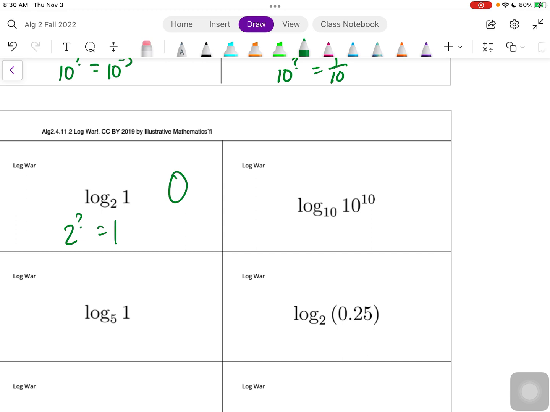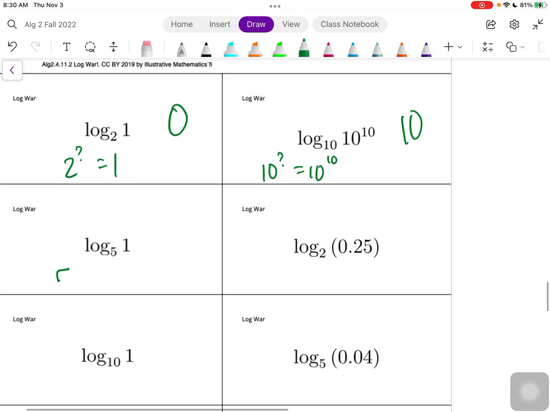And then for the next one, we have 10 to the what is equal to 10 to the 10th. So what is equal to 10? Or question mark is equal to 10. And then we have log base 5 of 1. So 5 to the what is equal to 1. We just said anything to the power of 0 is 1.